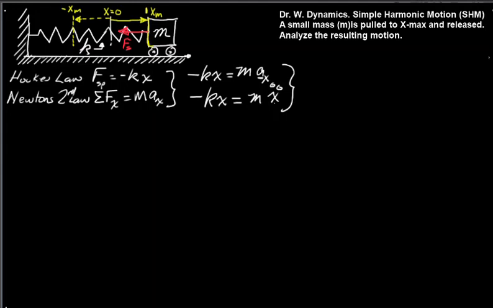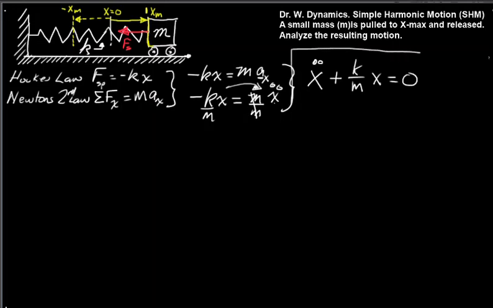Rearranging this, we can divide by m and bring this to the other side, where we'll get the classic equation x double dot plus k over m x is equal to 0. And that is our classic equation for an oscillator. Notice that it is a second order, ordinary differential equation, and there are a few ways that we can try to solve this.